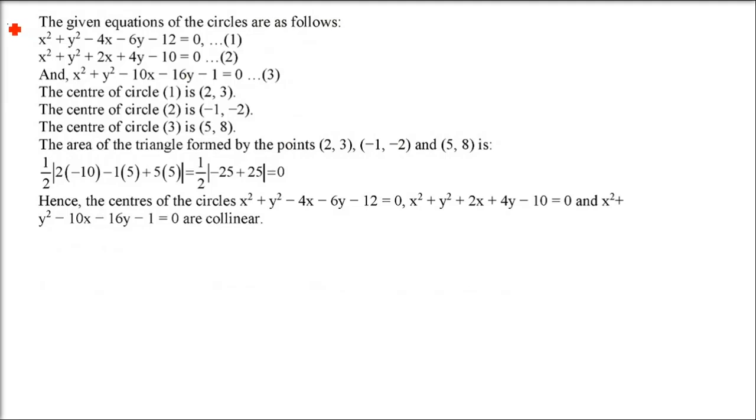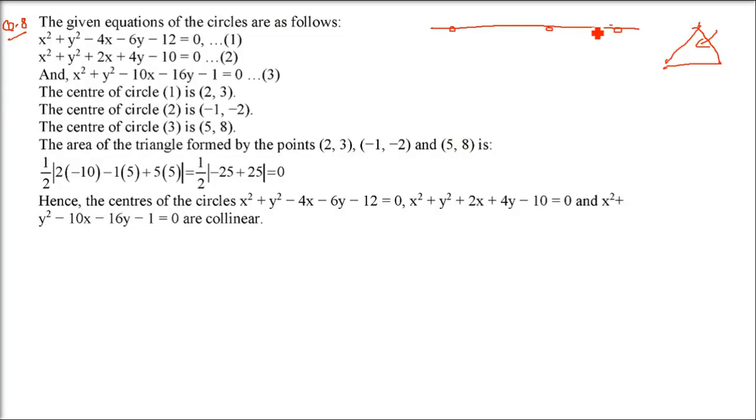This is question number 8. Prove that the centers of these 3 circles are collinear. Collinear means they are all in the same line, so they are not making a triangle. If you take any 3 points that are not collinear, they are going to make some triangle. If the area of the triangle is 0, that means we can say that these are collinear.